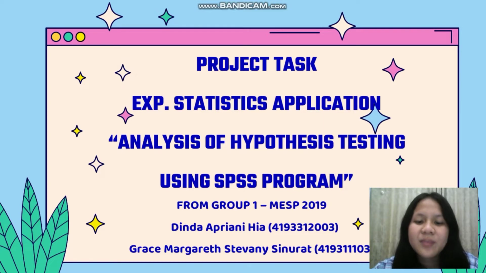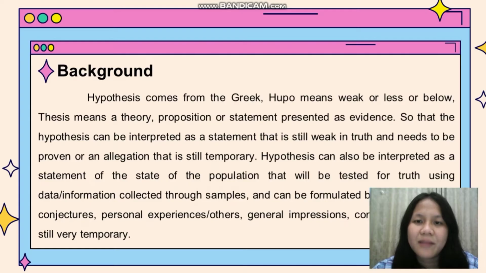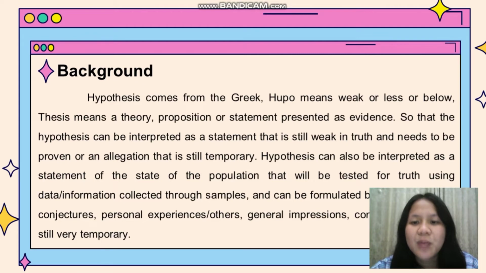First, we will explain Chapter 1, Preliminary. Background: hypothesis comes from the Greek hypo, meaning weak, less, or below. Thesis means a theory, proposition, or statement presented as evidence. So a hypothesis can be interpreted as a statement that is still weak in its truth and needs to be proven, or a temporary allegation. Hypothesis can also be interpreted as a statement of the state of the population that will be tested for truth using data or information collected through a sample, and can be formulated based on theories, conjectures, personal experience, general impressions, or conclusions that are still very temporary.